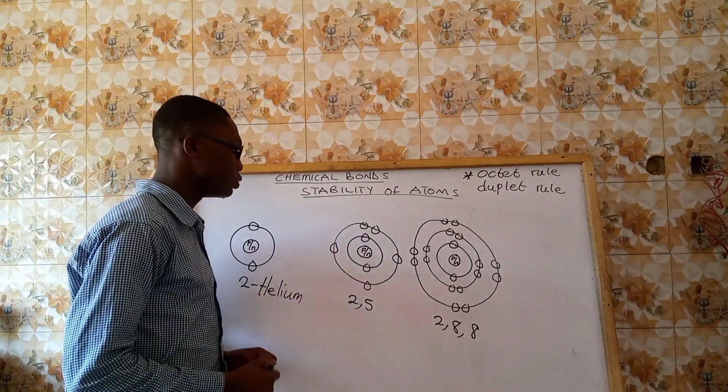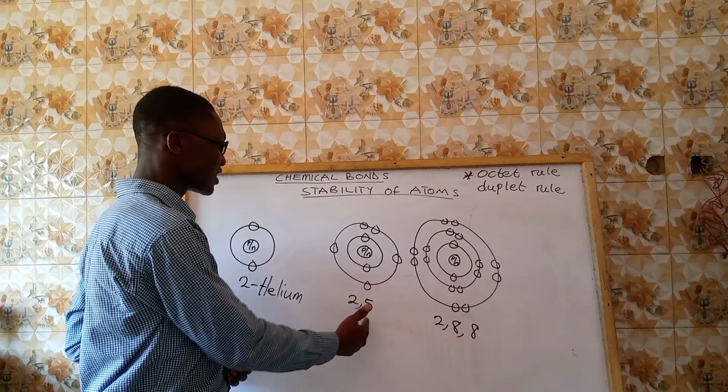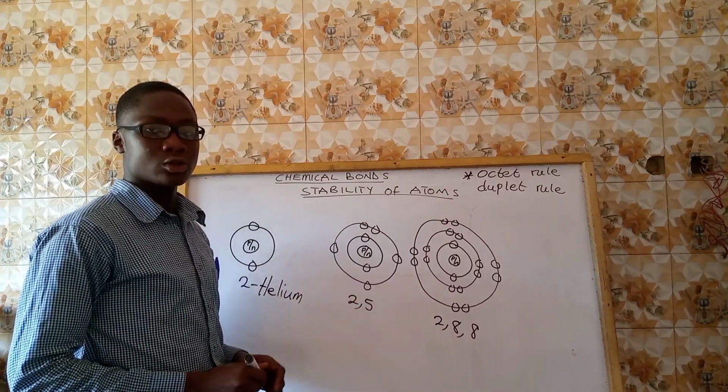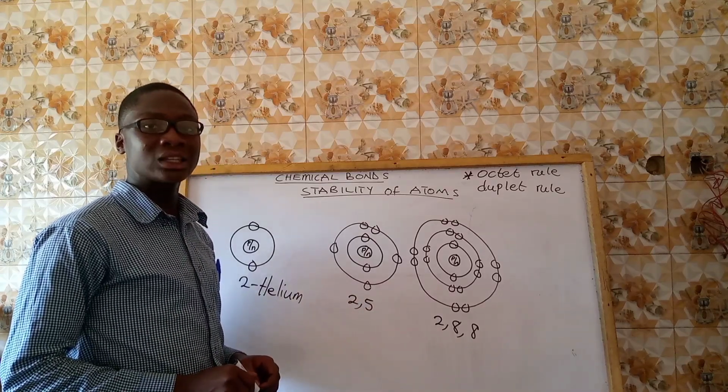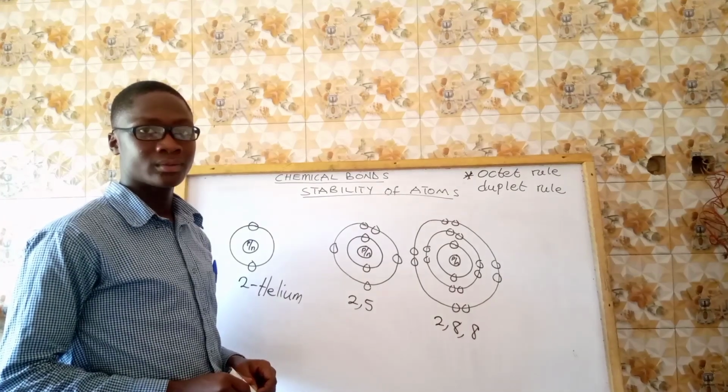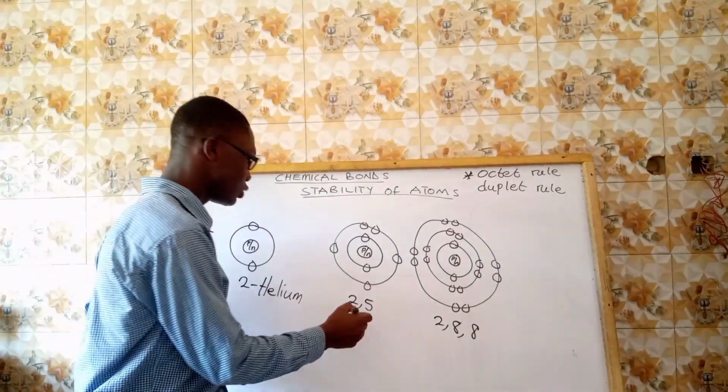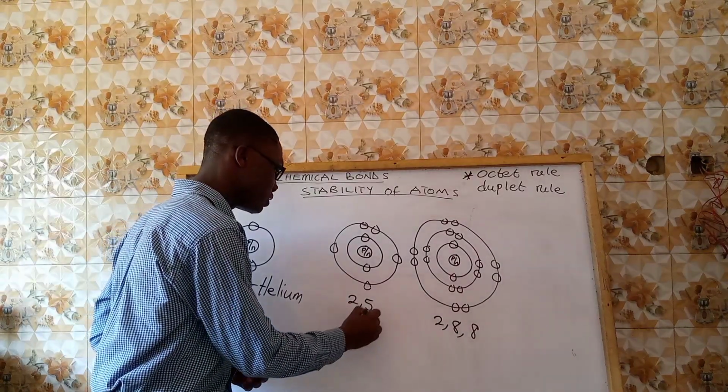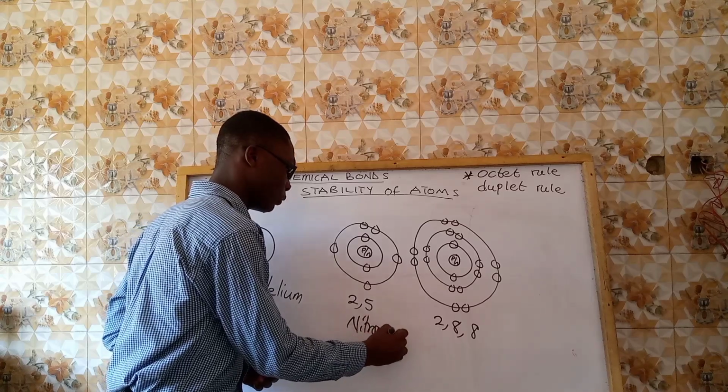Now let's check this one too. We have 2 plus 5 giving us 7. So which atom has an atomic number of 7? You are right, you have nitrogen. So this is a nitrogen atom.